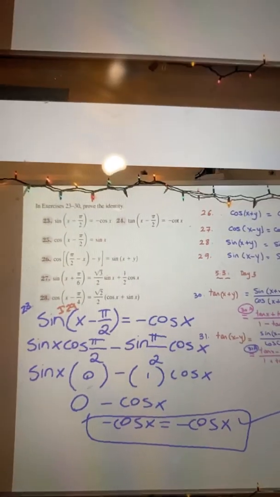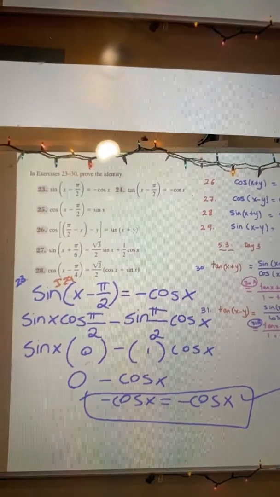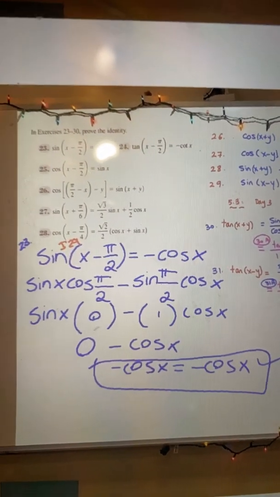Okay, 23 through 28, and we can skip 24. So 23 to start with: prove the identity. Here it's a little bit different. I'm going to do the proof in a separate video.